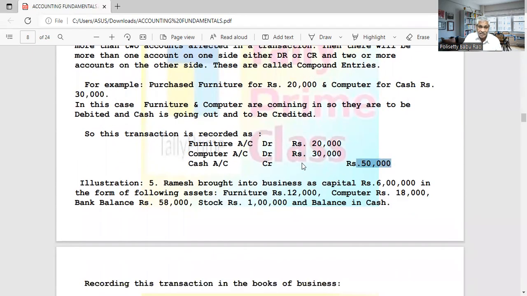Similarly, sometimes in future some other example will come, where on the debit side you have two accounts and on the credit side only one account.